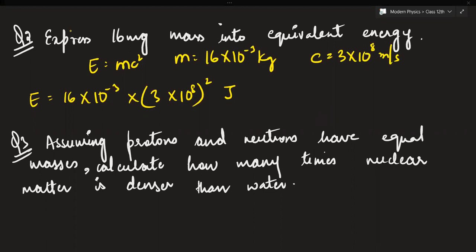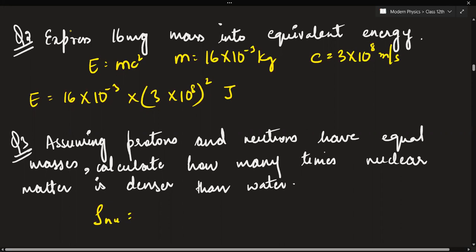See class, such questions can also be given to you. Assuming protons and neutrons have equal masses, how many times nuclear matter is denser than water? So it means density of the nucleus, nucleon basically. And then you have nuclear density on one side, and density of water on the other. See, nuclear density we have calculated in the last class.